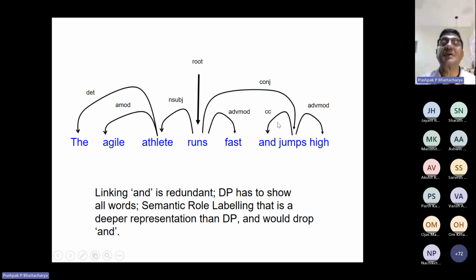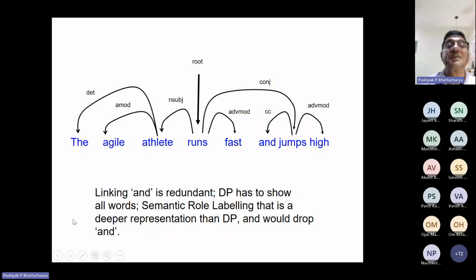So this is there for completeness, because in dependency parsing, no word is dropped. But there are, of course, two kinds of dependency parse tree. If you run the Stanford dependency parser, then it produces a complete and exhaustive dependency tree without dropping any word. And it also produces a compact dependency tree where some words, whose semantics has already been captured in a relationship, are dropped. So I have made a note here: linking "and" is redundant. DP has to show all words. Semantic role labeling, that is a deeper representation than DP, would drop it. So when we go to a deeper semantic representation, we'll be dropping "and". So I hope this is a good representation of the concept that we are learning, namely dependency tree.